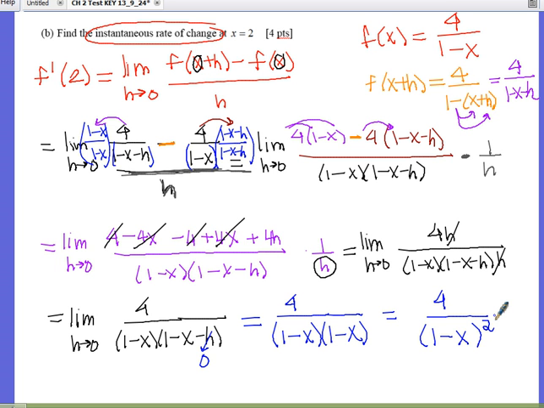So that would be the derivative function, and then I need f prime at 2. So then I would do 4 over 1 minus 2 squared, so I get 4.